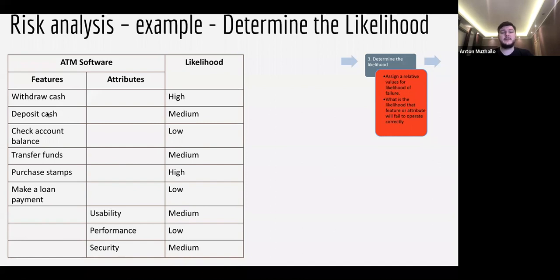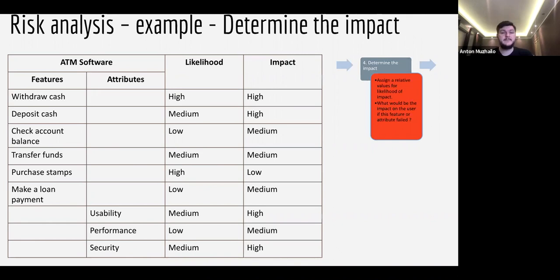Then there is the feature deposit cash. It may have medium likelihood, but we may think about impact later. We estimated that it's a medium likelihood. Check account balance is low likelihood. There is no large risk in it, etc. So we put the likelihood on each of them. Then we think about the impact.